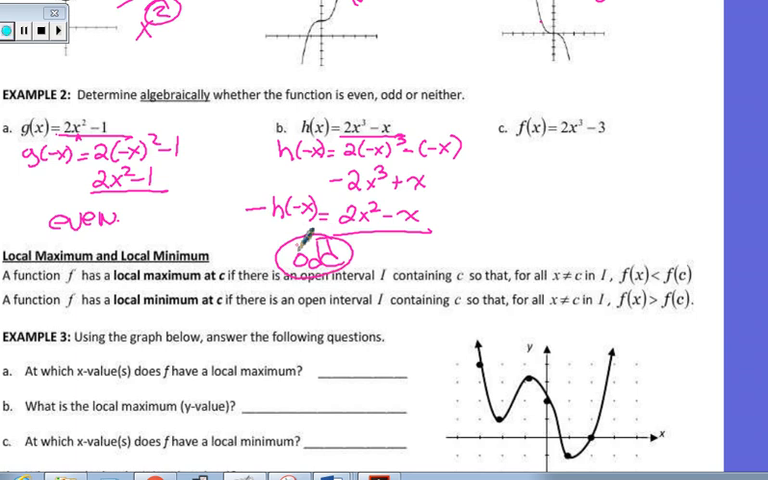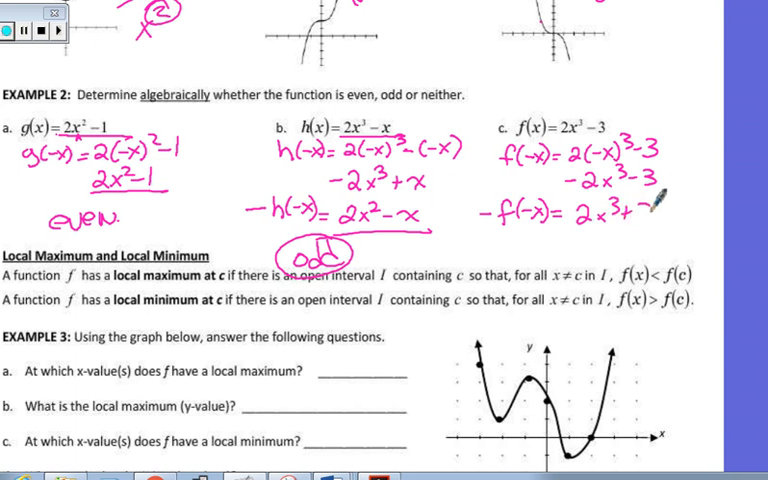Looking at C, the first step is to find f of negative x. And again, we're going to go 2 times negative x cubed minus 3. That's going to get us negative 2x cubed minus 3. This function is not matching that one, so it's not even. Now you test negative f of negative x. So we're going to change the signs here and here, getting me 2x cubed plus 3.